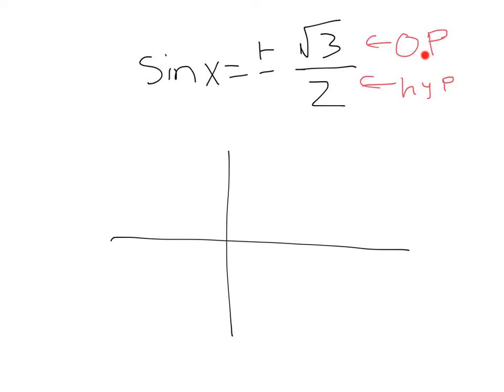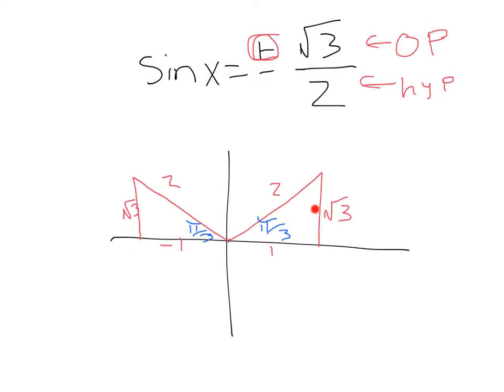Since we're dealing with sine, we have our opposite side, our numerator, and our hypotenuse, our denominator, and we have both these cases, the positive or the negative. Let's go ahead and start with the positive example. So our opposite side is positive root 3, our hypotenuse is 2. Drawing those, we're going to get 30, 60, 90 triangles in the positive y quadrants 1 and 2.